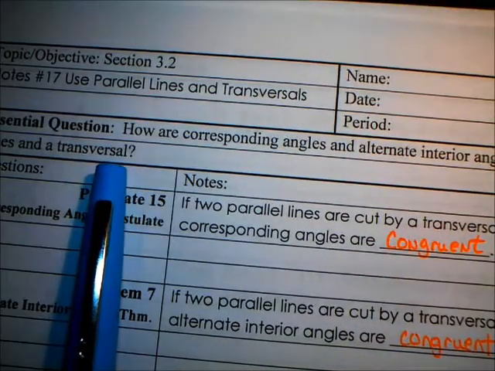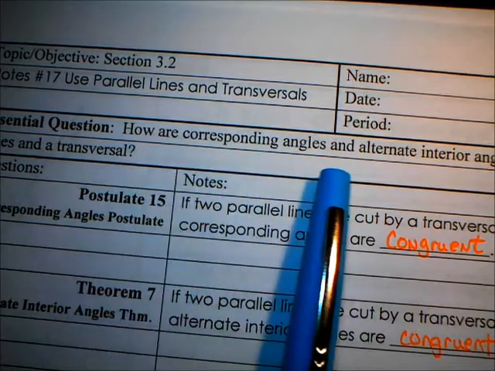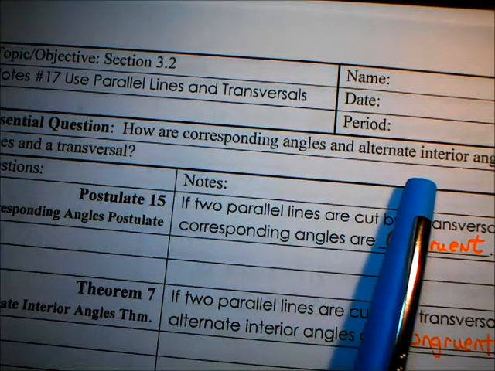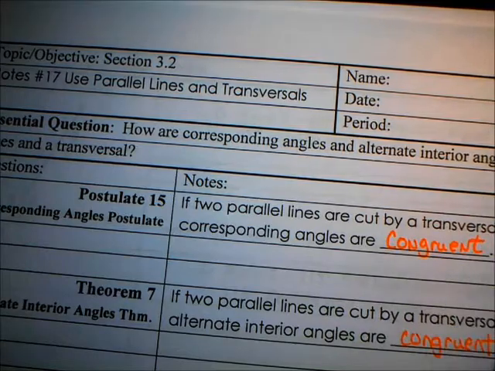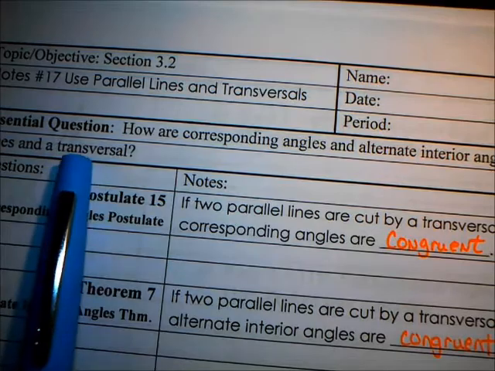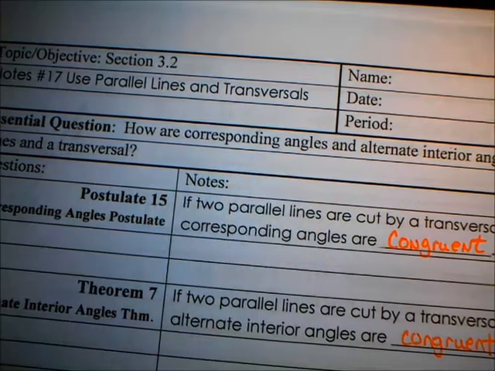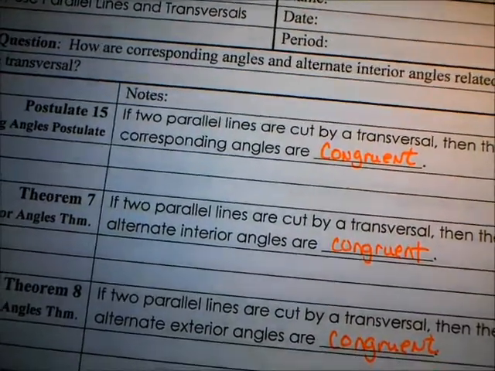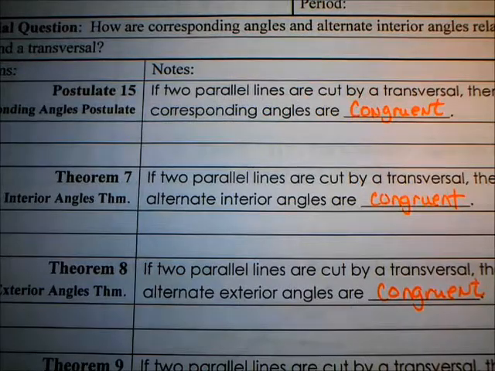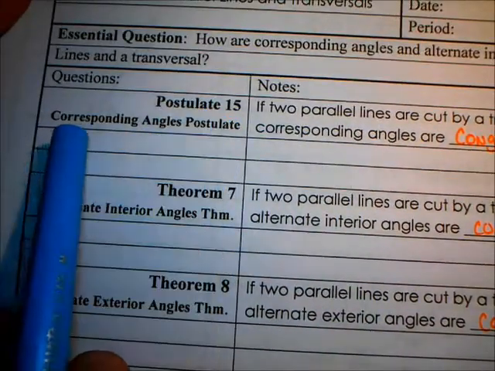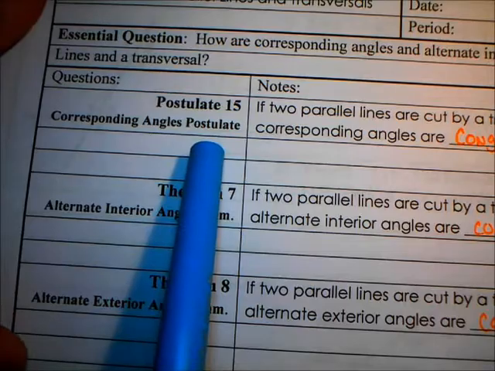a transversal? And to answer that, you say corresponding angles and alternate interior angles related with parallel lines and transversals will always be congruent. And then we have a postulate here. Postulate 15, corresponding angles postulate.